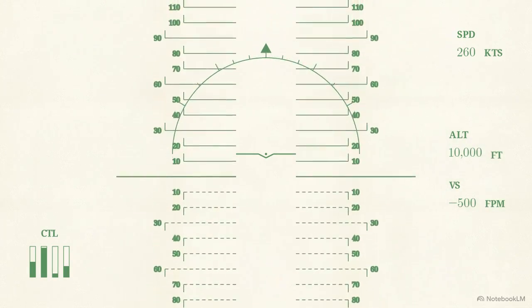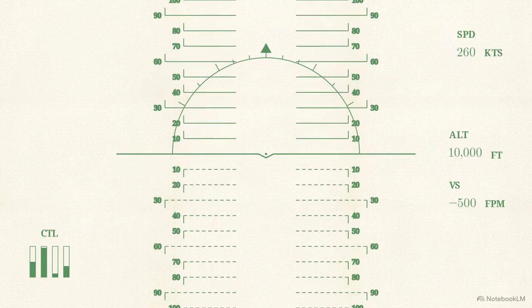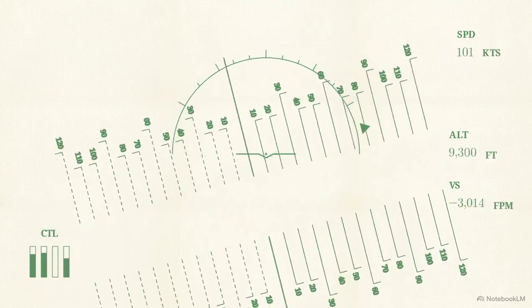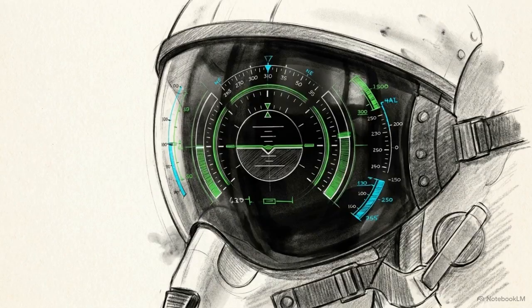The center parallel lines indicate your pitch and bank angles. Maintaining a pitch below 90 degrees is critical. Exceeding this angle causes an aerodynamic stall, resulting in a loss of control. Reading this HUD data allows for intentional piloting based on the aircraft's actual telemetry.